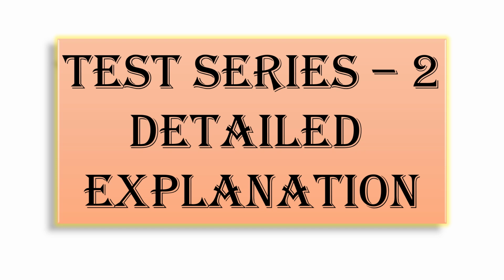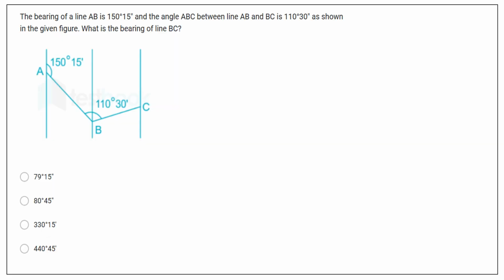So let's start with the question. First question. The bearing of line AB is 150 degree 15 minutes and the angle ABC between line AB and BC is 110 degree 30 minutes as shown in the given figure. What is the bearing of line BC?